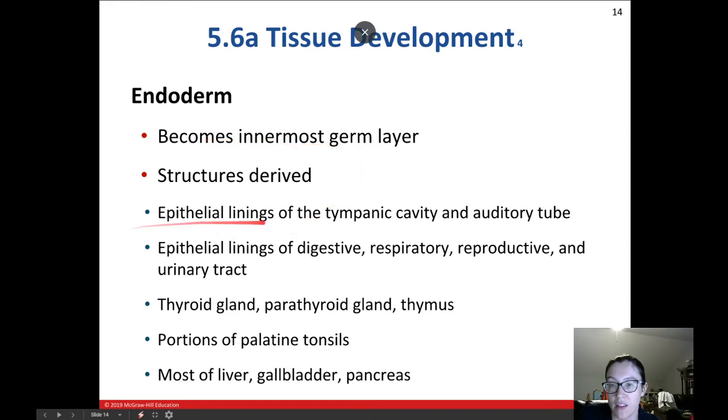And then the endoderm is going to form things like the epithelial linings in the inner ear, the tympanic cavity, and the auditory tube, so like inside things. The epithelial linings of the digestive tract, the respiratory and reproductive and urinary tracts. These glands here, thyroid, parathyroid, and thymus, are going to be derived from epithelial tissue, the palatine tonsils, and most of the liver, gallbladder, and pancreas. And the pancreas, again, has some glandular tissue in it too.